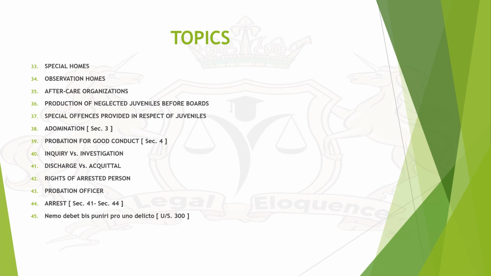admonition, Section 3, probation for good conduct, Section 4, inquiry versus investigation, discharge versus acquittal, rights of arrested person, probation officer, arrest, which is from Section 41 to Section 44, and the last one is nemo debet bis vexari pro uno delicto. Under Section 300 double jeopardy, it is the maxim which is mentioned in Section 300.